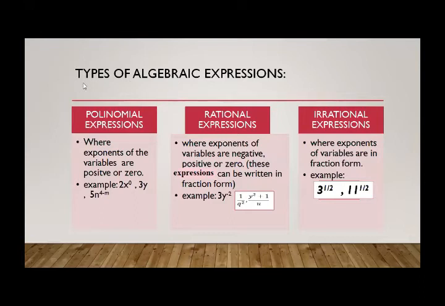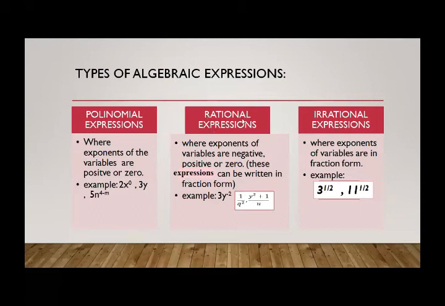Now we see the types of algebraic expressions. There are three important types of algebraic expressions. The first one is polynomial expression, according to its definition, where exponents of the variables are positive or zero. We will see what type of exponents are given. If the exponent is zero, like 2x raised to naught, naught is representing zero, and 3y, here the exponent is 1, and then 5n raised to 4 minus m. 4 minus m is representing its exponent, 4 having plus sign, so we say its exponent is positive. So this is an example of polynomial expression.